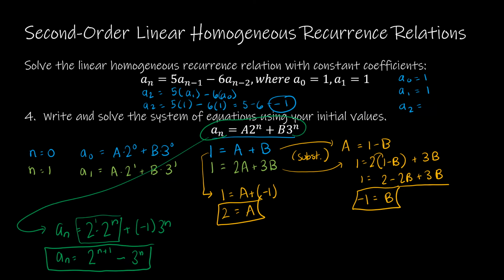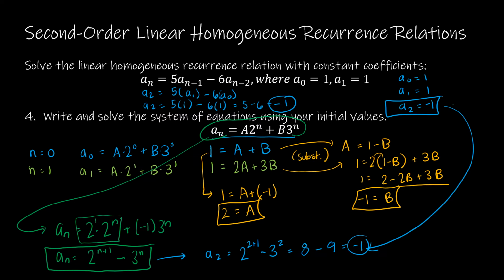So a sub 2 should be negative 1, so let's check it down here. A sub 2 should be 2 to the 2 plus 1 minus 3 to the second, and that's going to give me 2 to the third, which is 8, minus 3 squared, which is 9, which is negative 1. Notice we get the same solution, so I feel pretty good about ourselves.